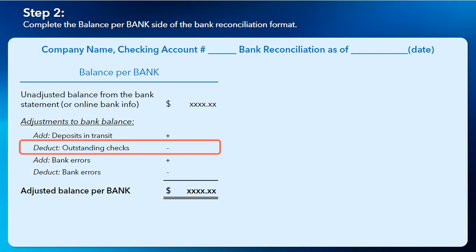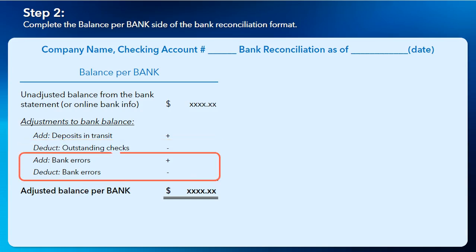These are the checks the company had issued and recorded in its cash account, but have not been paid by the bank, not cleared the bank account, as of the date of the reconciliation. Add and/or subtract other items with amounts that were incorrectly recorded by the bank. Combine the above amounts and show the total amount on the bottom line, adjusted balance per bank.